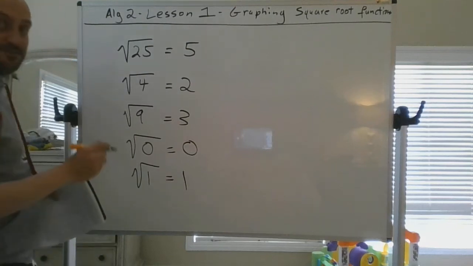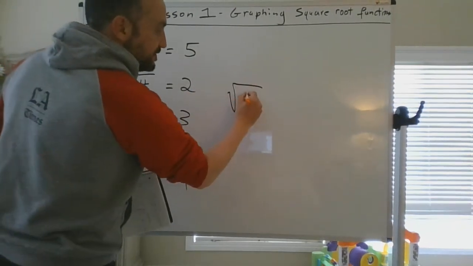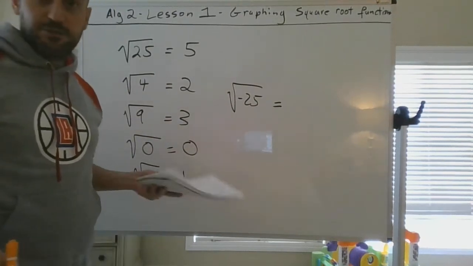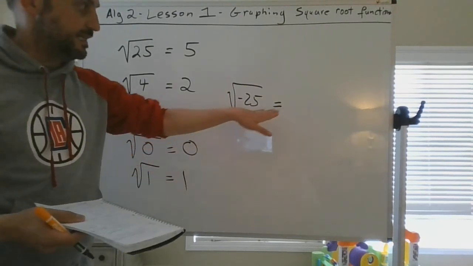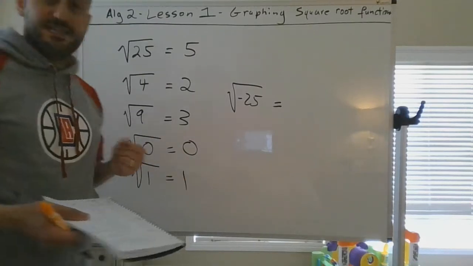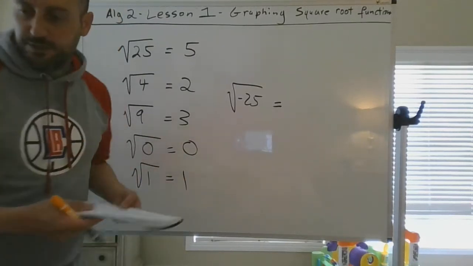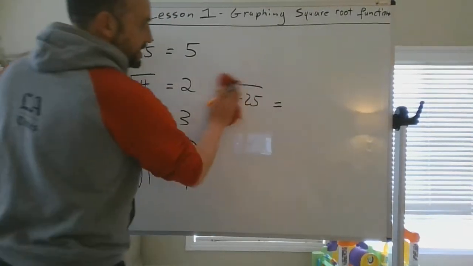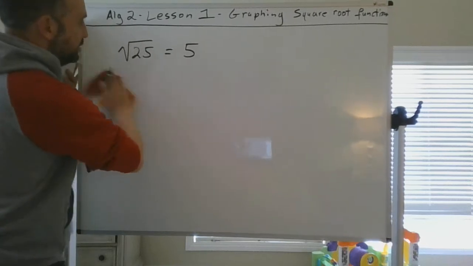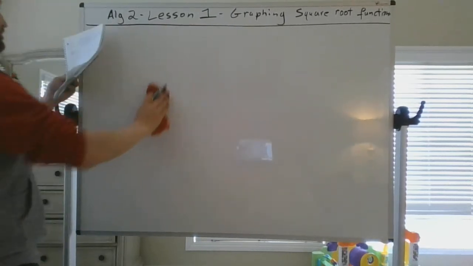And if I were to say square root of negative 25, well, for our purposes here, depending on what your teacher has taught you, we're not going to say that has a real solution because 5 times 5 is not 25. Negative 5 times negative 5 is also not 25. So that wouldn't have a solution for us. Okay, so now we can get started with graphing a square root function.